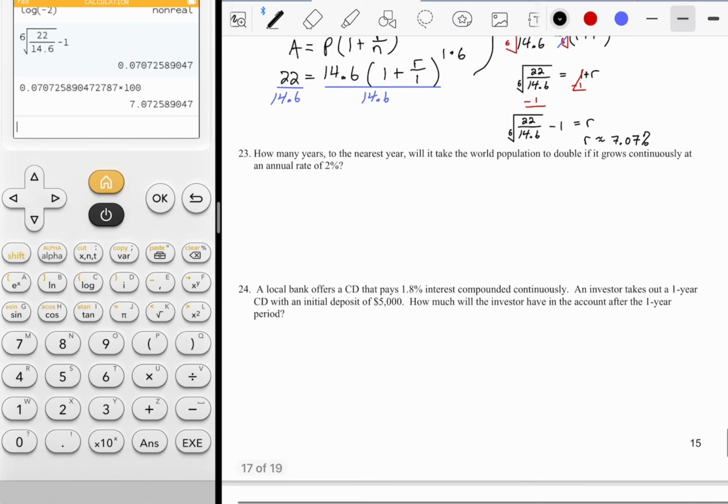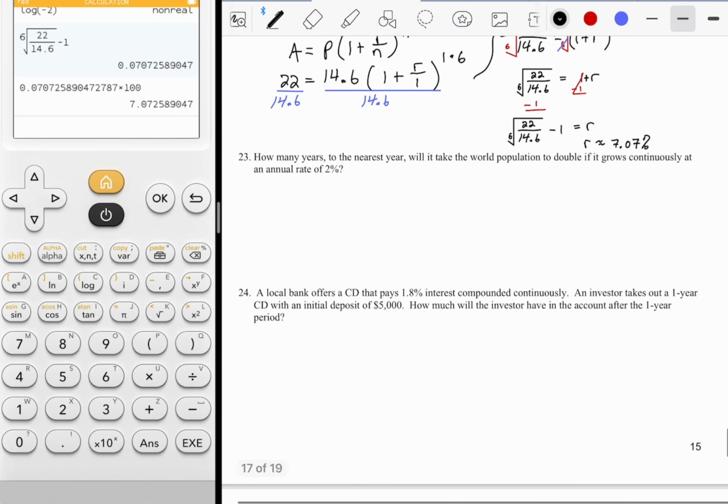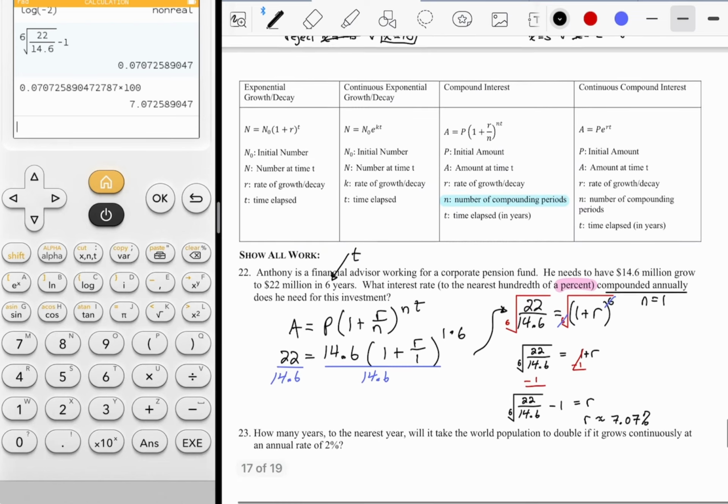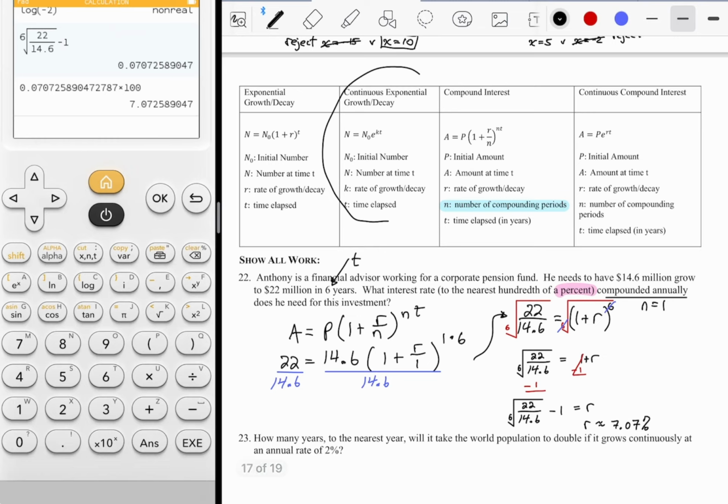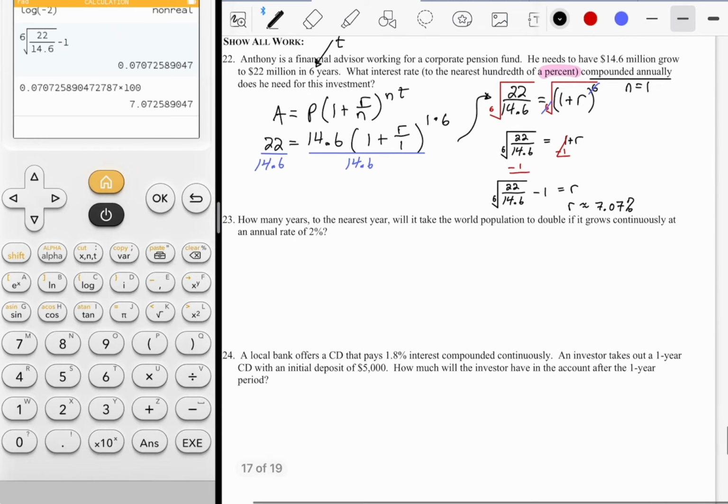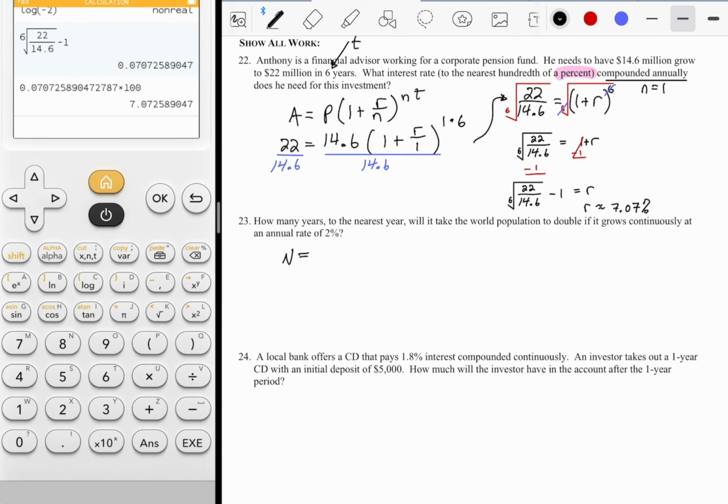Number 23. How many years to the nearest year will it take the population to double if it grows continuously? So continuous exponential growth or decay. We're not talking about money here, so I want this formula: N is equal to n sub 0 e to the kt. That little subscript of 0 just means when time is equal to 0, so it's the initial value.